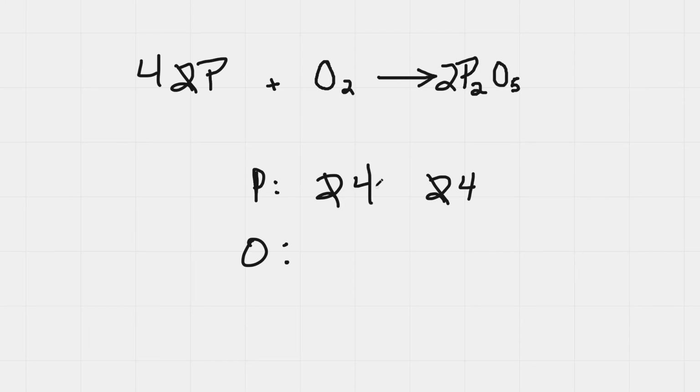Go back to the oxygen. On the right side of the arrow, we have 10 oxygen. Let's look at the O2 molecule on the left. All we have to do is put a coefficient of 5, and now we have 10 oxygens on the left side. So this chemical reaction is balanced.